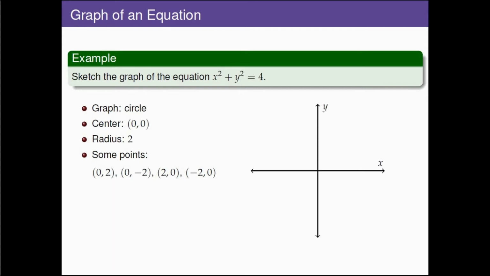We now sketch the graph on the xy plane. We plot the points (0, 2), (0, negative 2), (2, 0), and (negative 2, 0). We connect these points to form the circle.